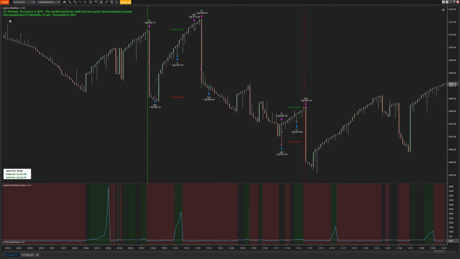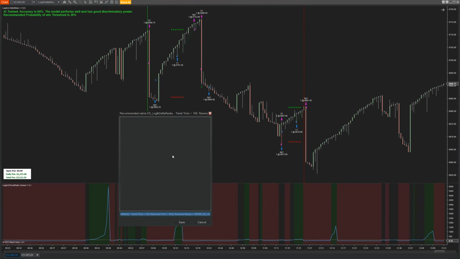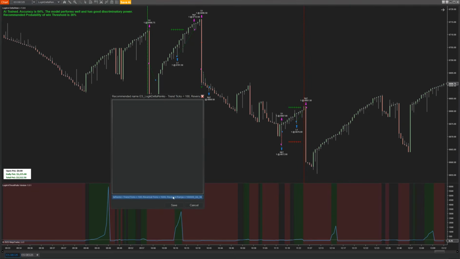Now, when this model is trained, it tells you how accurate the model is, which is how well the model can decipher winning from losing trades. So now that I have this at 84%, I'm going to save this off, and I'll make the file name just something simple, ES DeltaRenko 84.